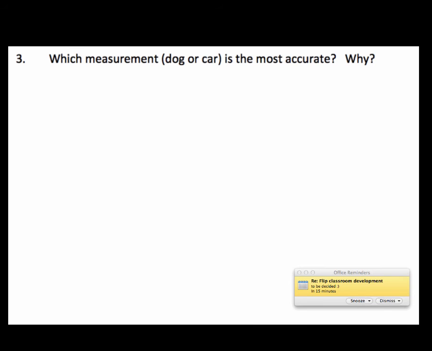So our final question, which measurement, the car or the dog, is most accurate and why? Hopefully you have chosen the car. The car is the most accurate because the percentage error was the lowest. So it had a very low percentage error. In fact, it was less than 1%, which indicates that it is a very accurate measurement. And that ends this video on error of measurement.